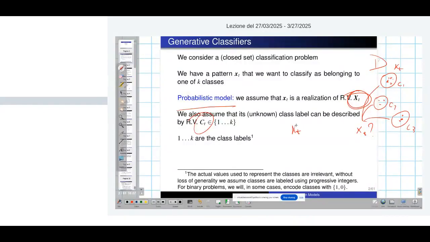The next sample will be described as xt, the test. And for xt, we want to compute the class label ct. We use t to identify that it is the test sample, that is the sample for which we don't know the class and for which we want to make inference. And then we will describe also the samples of the dataset with similar random variables.